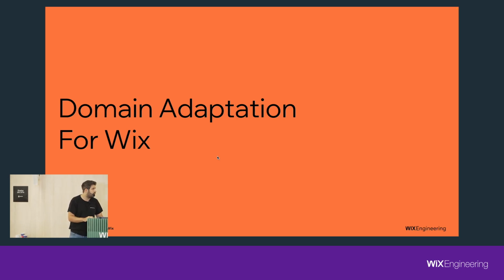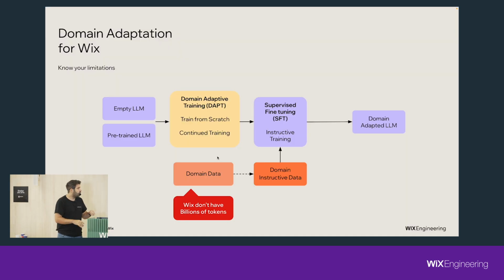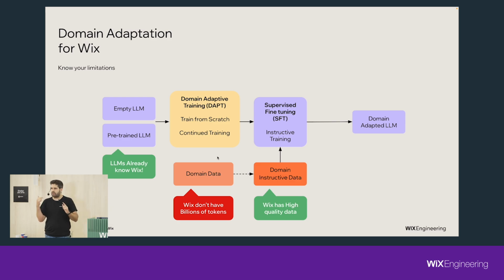So first we need to identify what we have and what we don't have at Wix. We don't have billions of tokens, and it's not only us. Most of your companies probably don't have billions of tokens of data that you can share outside. We have a lot of data that we can use internally, but externally, I don't have billions of data. On the other hand, LLMs already know Wix, website building and the different features that we have. We tested it, and you're going to see it with the benchmark that we've created. So overall, pre-trained LLMs know Wix, that's cool.